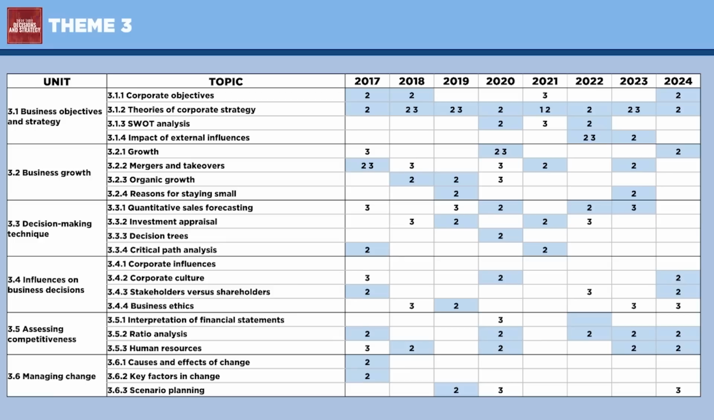Culture's come up recently. Ethics has come up quite a bit recently. Ratio analysis comes up quite frequently, and some human resource calculations we've seen recently as well. 3.6, change. I'll talk about that later on. There's not necessarily specific questions you'd see from that one, because change affects the entire unit.